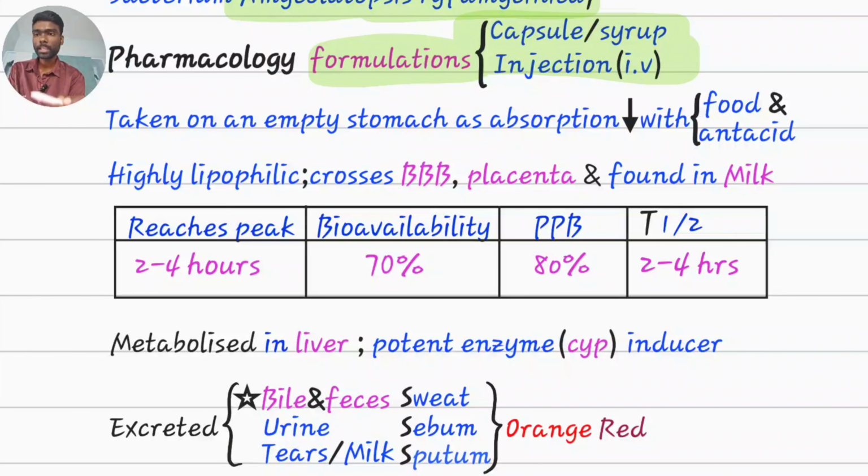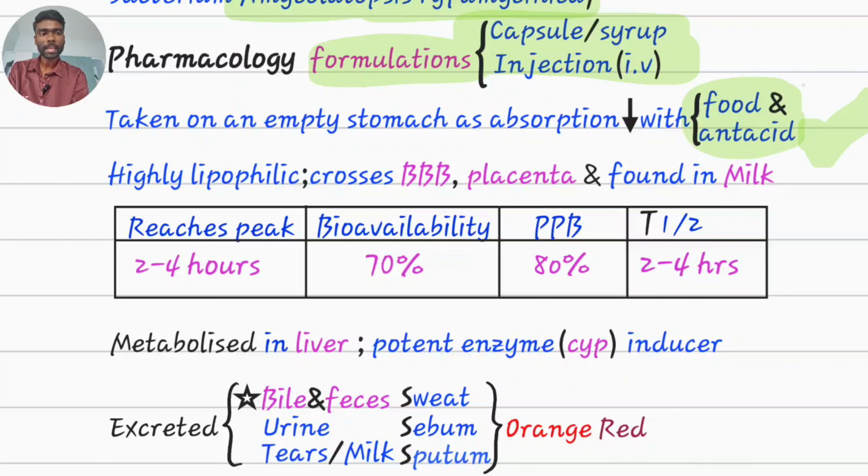It should be taken on an empty stomach. Why? Food and antacids reduce the absorption. So we have to give it 1 hour prior to food or antacids, or 2 hours later. Here, antacids and proton pump inhibitors are entirely different. Antacids work against the already present acid, whereas proton pump inhibitors inhibit the acid production.